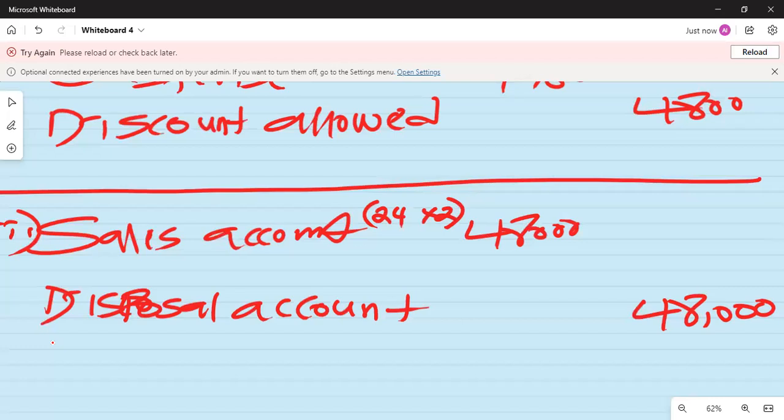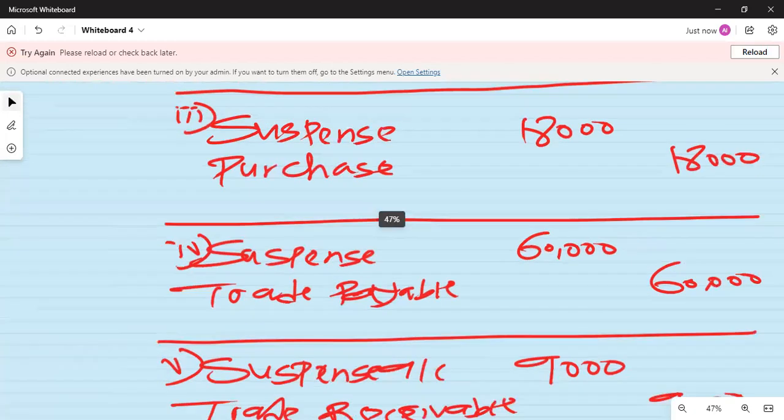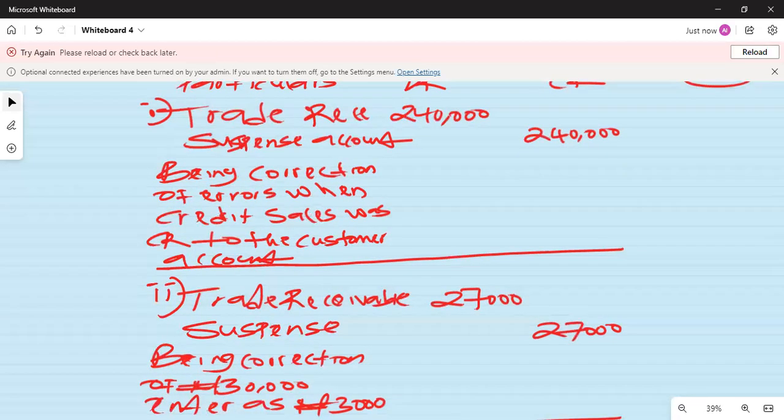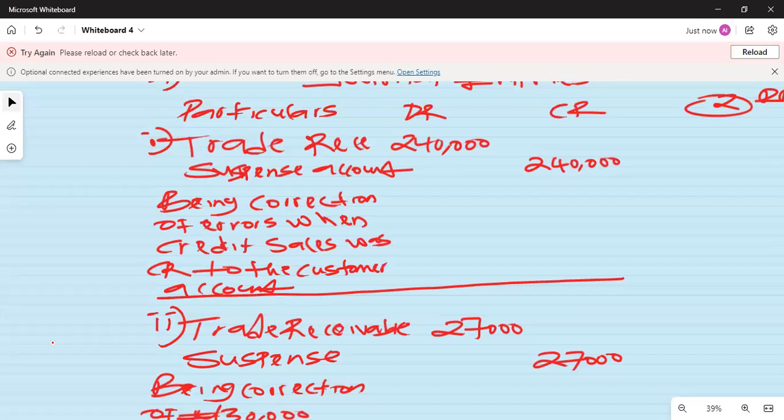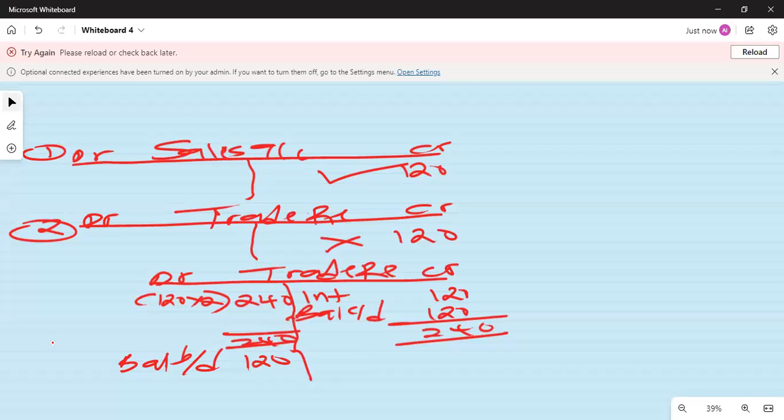So let me now go through all the entries. The first one is a credit sale to a customer. You sell on credit to a customer, and the sales is 120,000 naira. The customer account was credited. If they are making a sale, the customer account needs to be debited. And this is the entry that they have performed, as you can see here too.